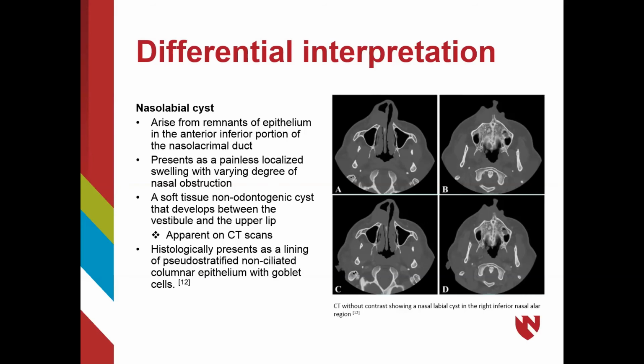As it is a soft tissue lesion, traditional radiographs will be of little value as diagnostic tools. Instead, methods such as CT scans will present more useful information. The image on the right shows 4 panels from a CT scan that clearly shows a nasolabial cyst found on the patient's right inferior nasal region. On histological examination, nasolabial cysts will be lined with pseudostratified, non-ciliated columnar epithelium with goblet cells present.